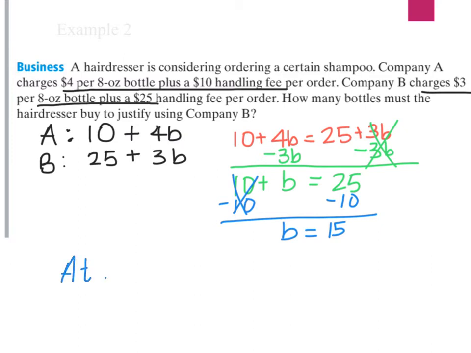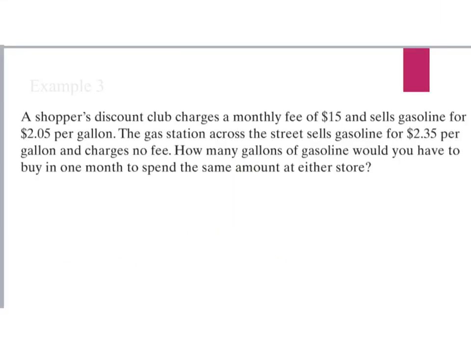So you need at least 15 bottles in order for company B to be a better deal. At 15 bottles, they're break even, or they're going to cost you the same. But once you purchase that 16th bottle or more, then company B is a better deal.